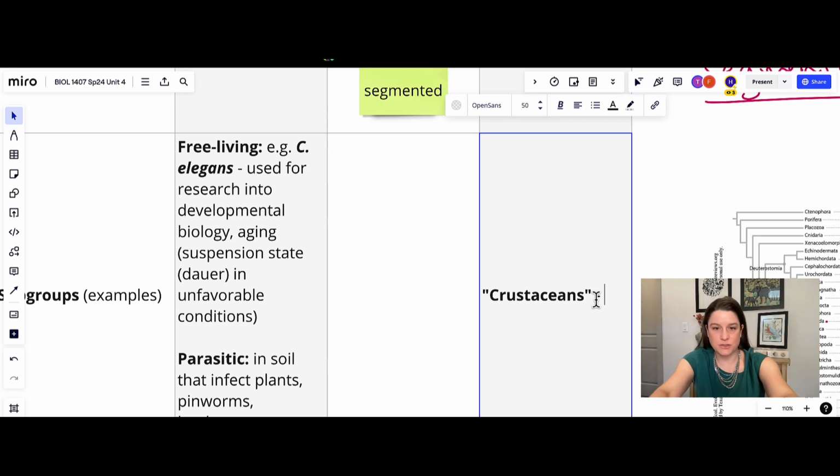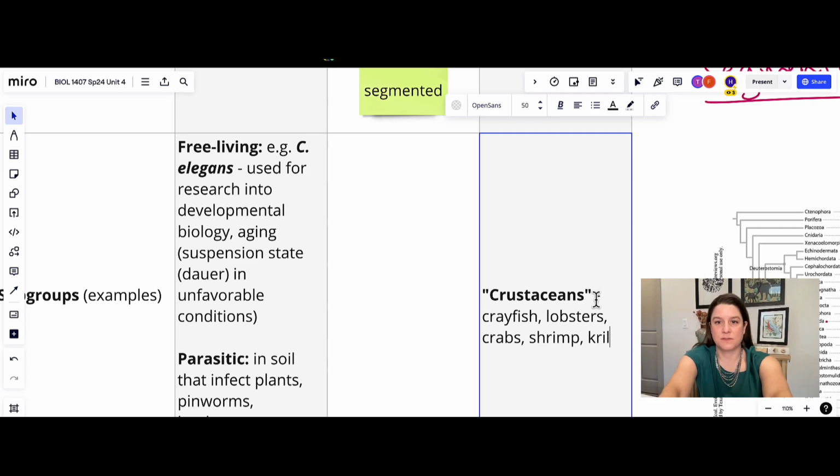But crustaceans traditionally are things like our crayfish or crawfish, lobsters, crabs, shrimp, little krill, barnacles, what else?